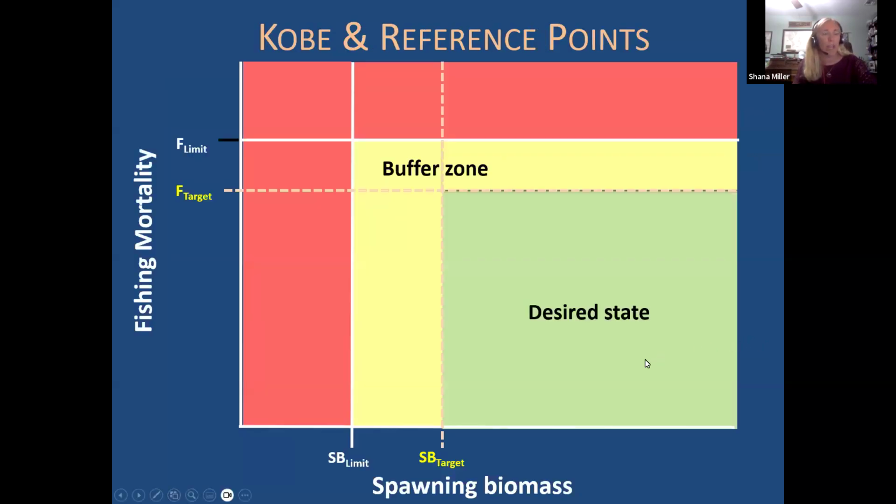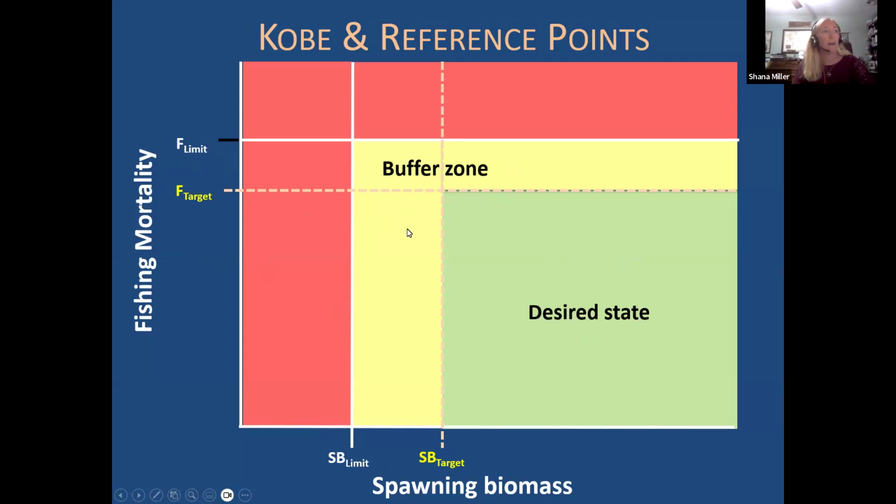This is just another way to show target and limit reference points on a Kobe plot, which many of you are familiar with: stock size on the horizontal axis and fishing on the vertical axis. We have our biomass target, which is above our biomass limit, of course. It's the opposite for fishing because the fishing level we want to avoid is, of course, higher than what our target would be. And so we have this green point where the stock is above our target biomass and below our target fishing mortality rate. This is where we want to be. We want to be as close to here as possible.